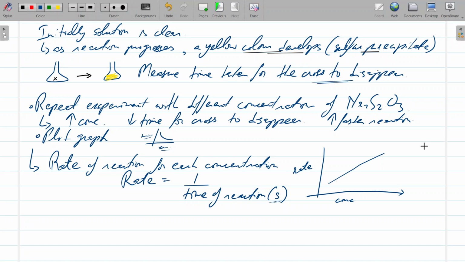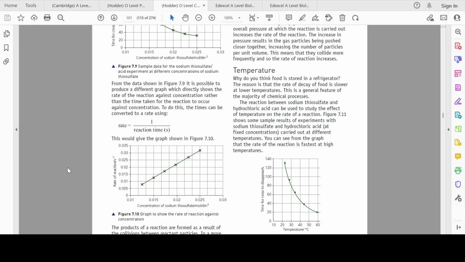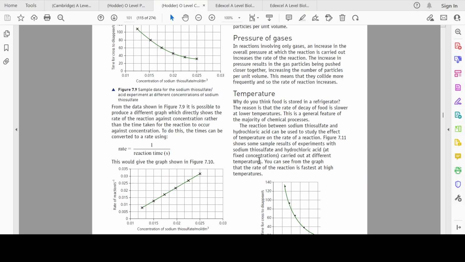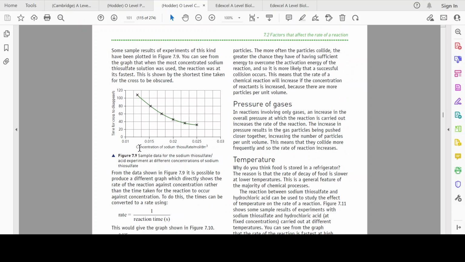Right? Let me show that to you in the text. So there you are. You see, this is concentration of sodium thiosulfate in mole per decimeter cube. What that means, the mole and everything, we'll come back to that later. And then time for the cross to disappear in seconds. So they've got it all from 0 to 120.